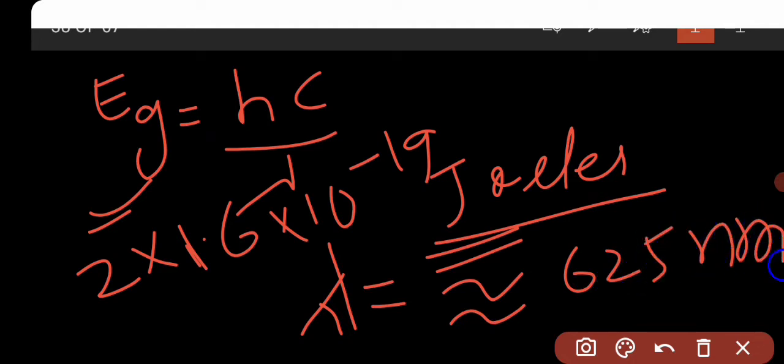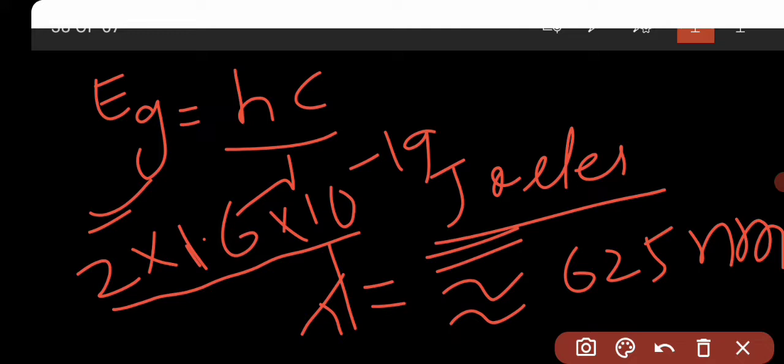After putting in all the values, in the question the value of Eg, that is the energy radiated, is given as 2 into 1.6 into 10 to the power minus 19 joule, and the value of h, that is Planck's constant, is given as 6.63 into 10 to the power minus 34 meter square kg per second, and the value of c is also given, that is 3 into 10 to the power 8 meter per second.